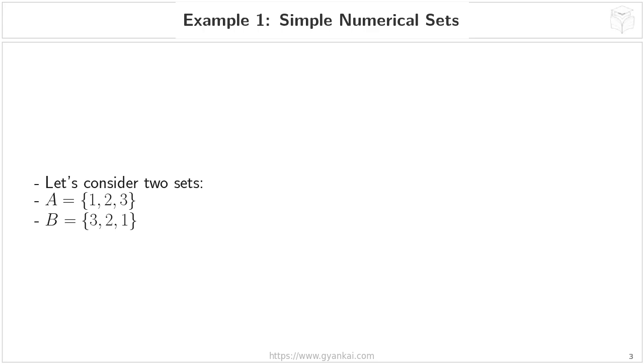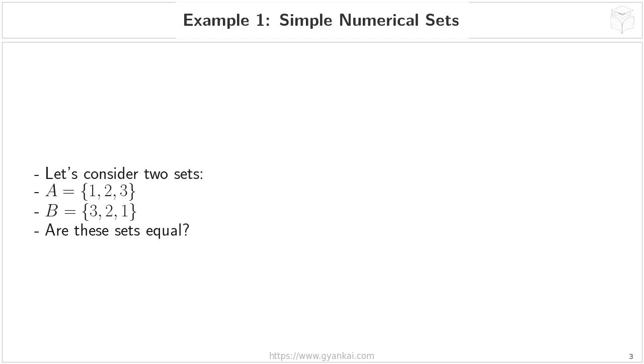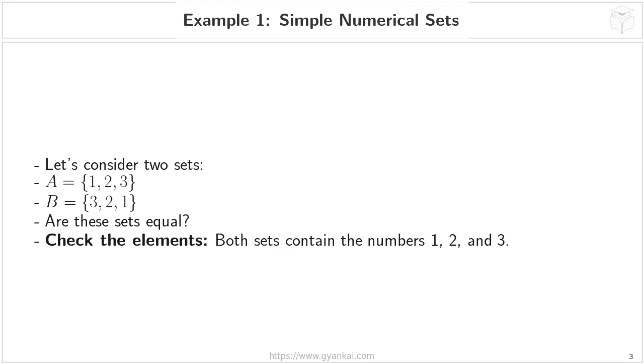Now let's read that out carefully. Set A contains the numbers 1, 2, and 3. Set B also contains the numbers 1, 2, and 3. The question we need to answer is, are these sets equal? To figure that out, let's check the elements. If we carefully look at both sets, we can see that both sets contain the numbers 1, 2, and 3.